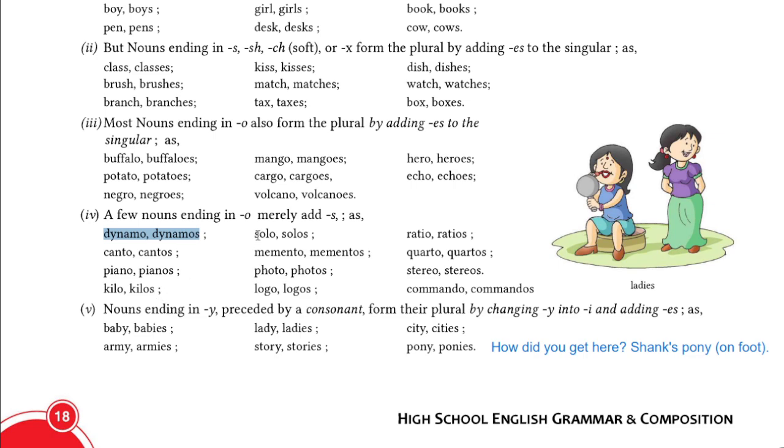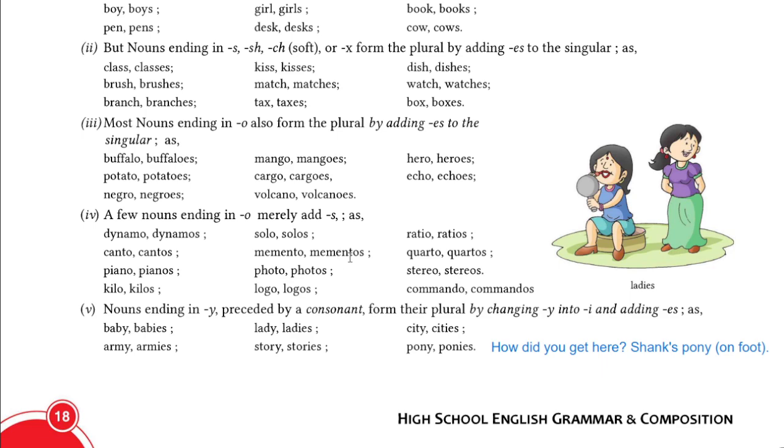Solo is a dance performance or a music performance performed by only one artist. Solo. It ends in o, but we would add s, not es, to form its plural, solos. Memento. It ends in o, we would simply add s to form its plural.